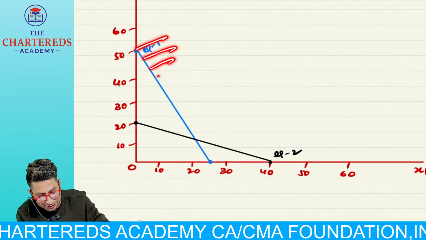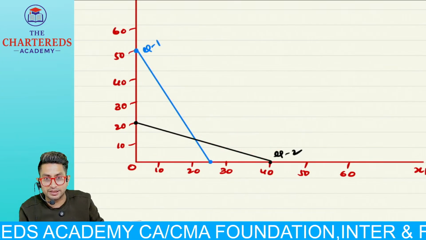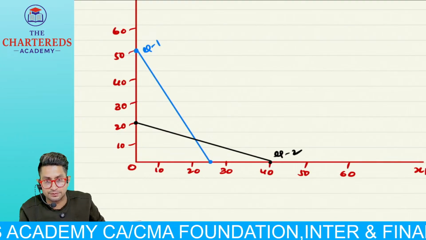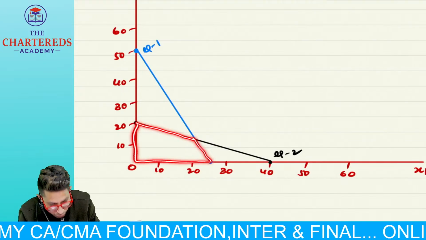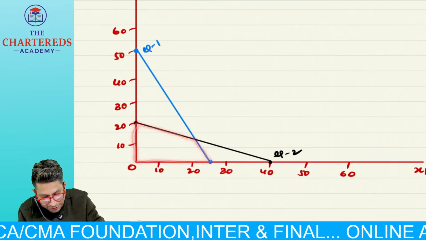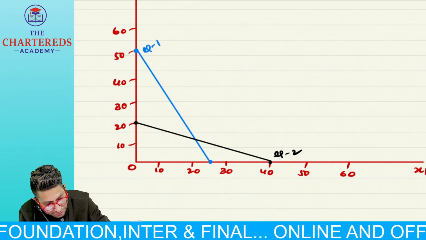If I select this as the outside region, it means it is which problem? But now we need the outermost layer or the innermost layer. This is the innermost layer, right? This quadrilateral will be considered as what? The feasible region.